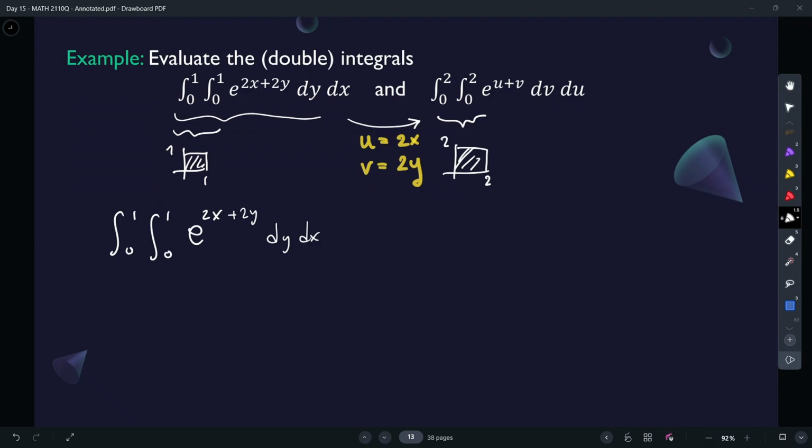How do we do that integral? I love that. Let's split up the e's. E to the sum is the product of the e's, which I suppose is what you mean. So I can actually rewrite this as e to the 2x times e to the 2y dy dx. And now I see that it's a function in x times a function in y.